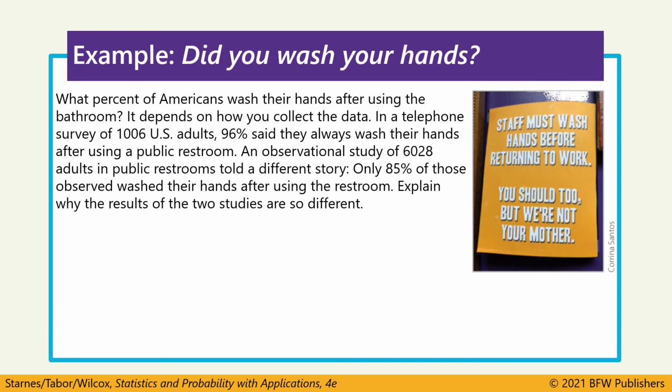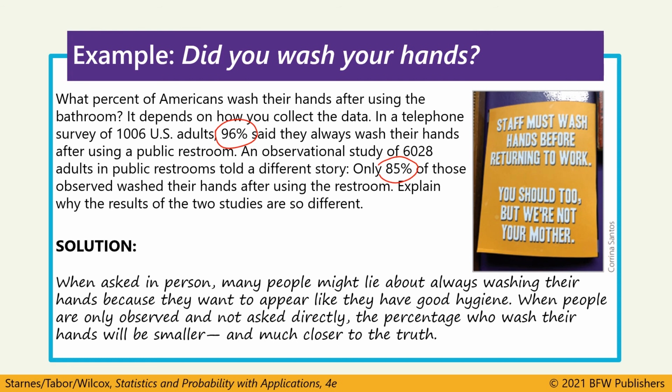To wrap up this section, we'll look at one more example. What percent of Americans wash their hands after using the bathroom? In a telephone survey of 1,006 adults, 96% said, yes, I always wash my hands. An observational study of 6,028 adults in public restrooms showed that only 85% of those observed washed their hands. Why are these results so different? It's because of response bias. They're going to be embarrassed to admit to not washing their hands, even if they don't do so every time.